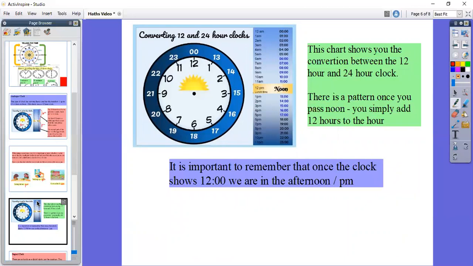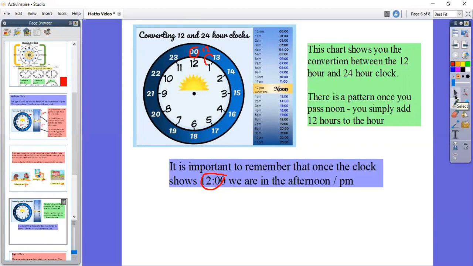So, like I said before, this chart shows you a conversion between a 12-hour clock and a 24-hour clock. Now, you may have noticed that there is a pattern to work out the 24-hour version of a 12-hour. All you have to do is add those 12 hours on. 1 plus 12 is 13. 2 plus 12 is 14. 3 plus 12 is 15. It's important to remember that once the clock shows 12 o'clock, we are in the afternoon. But 00 is the morning, is midnight.